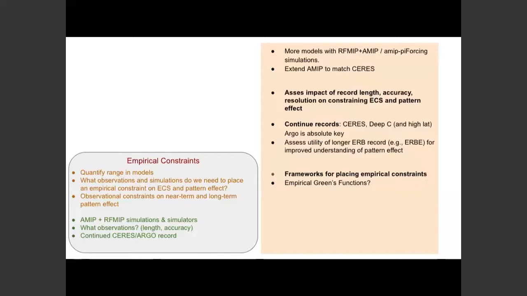The one part that there wasn't a lot of is, you know, what is a framework for placing empirical constraints? Do we use emergent constraints? We've just seen that those can be tricky. I don't think we have a very good framework for how we would actually place empirical constraints on the pattern effect in any of its definitions. So something else to think about during the discussion.